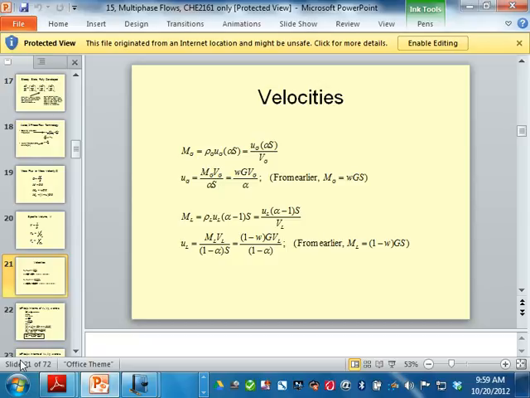So U subscript G is the velocity of the gas, and U subscript L is the velocity of the liquid. And as I said, they don't have to be the same. The gas can be, on average, moving faster than the liquid, or the liquid can be moving faster than the gas, or they can even be moving in opposite directions. You all okay with this?